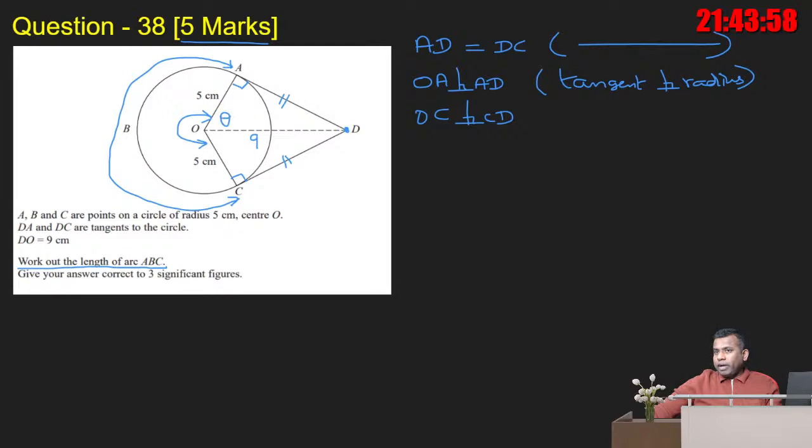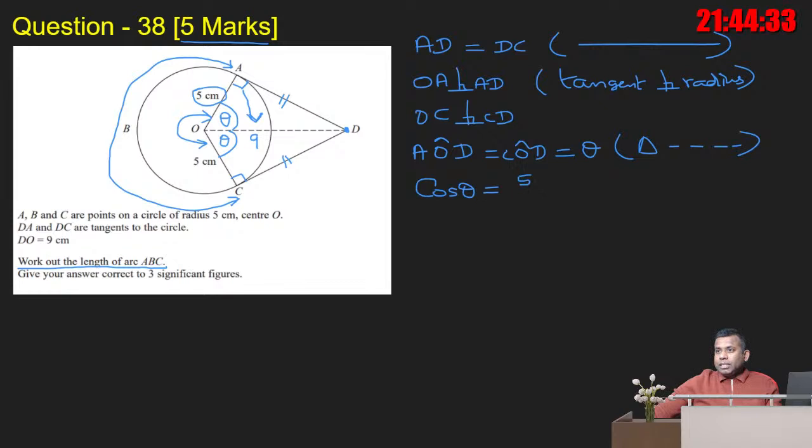So before that, you need to find this theta, and this is a congruent triangle. So angle AOD equals angle COD, which is theta. So the triangles are congruent, you can write that. In order to find theta, there is a 90 degree angle, so the opposite is the hypotenuse. The 9 is the hypotenuse and this 5 is the adjacent. So cos theta is adjacent over hypotenuse, 5 over 9, right?